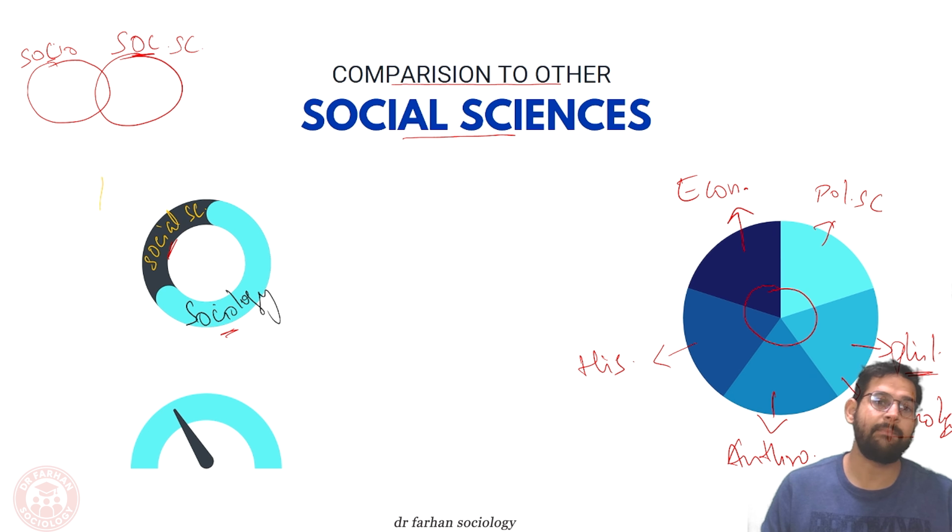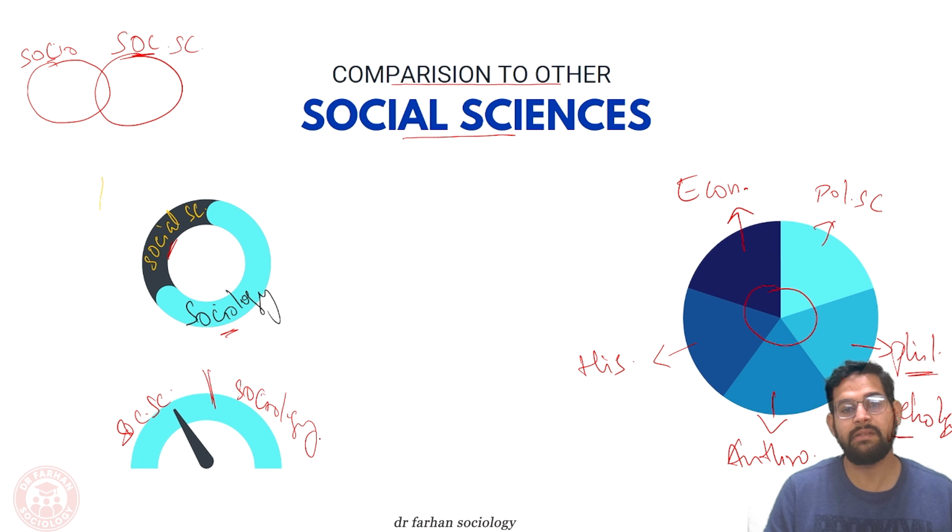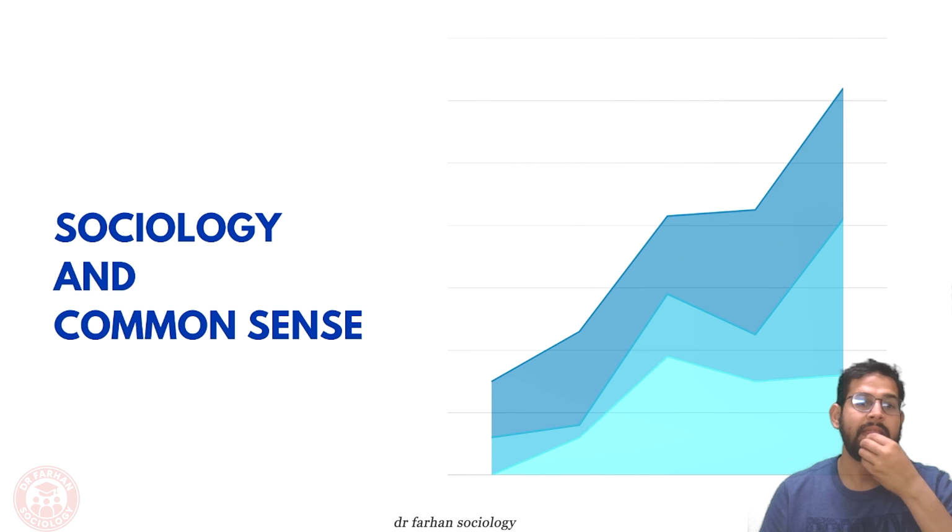So what is this comparison, where one subject of social sciences comes to an end and where does sociology begin? We are trying to understand this. So this comparative view is very important for you to have a better grip. The second part is comparison to other social sciences, and then the last part of your Unit 1 is sociology and common sense. All these different senses are going to be a part.